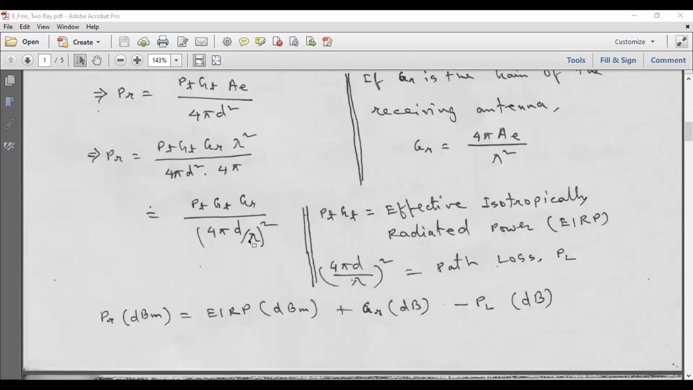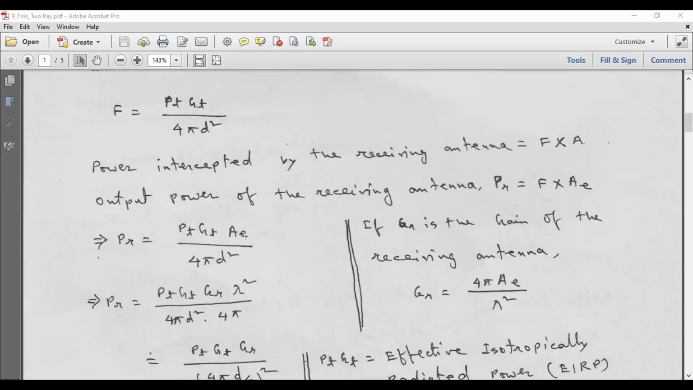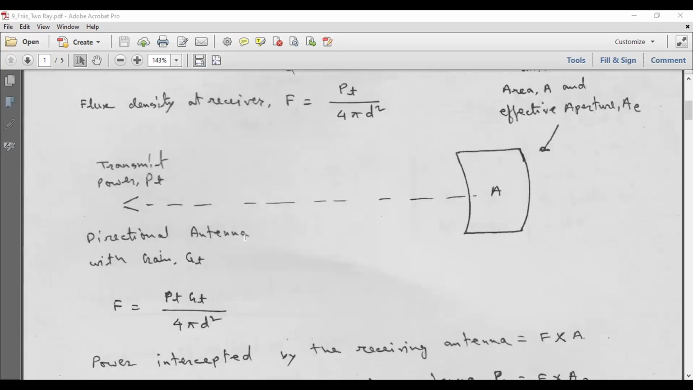One question, sir. Here you wrote 4 pi d by lambda, right, sir? Shouldn't it be 2 pi? No, it comes from the fact that on the sphere, the surface area is 4 pi d square. Okay, my bad.